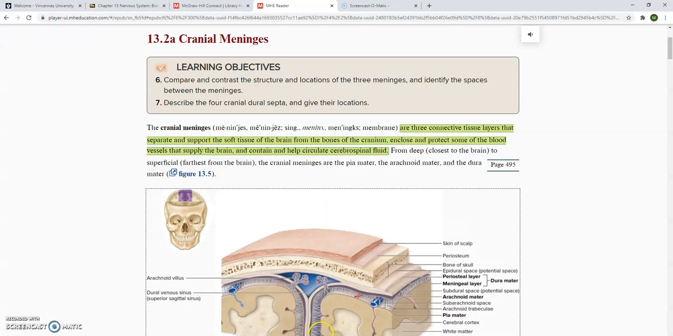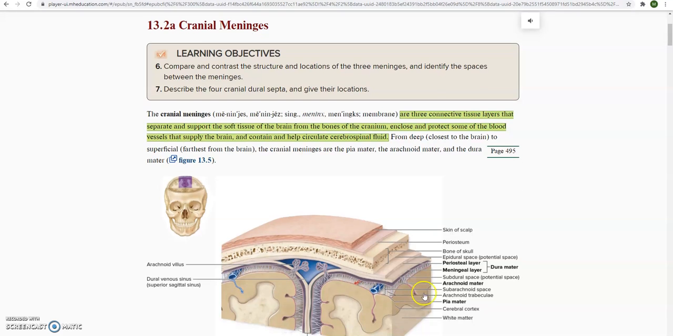We have talked about the meninges in lab. Actually, we talked about cranial meninges and spinal meninges. So hopefully you remember the dura mater, arachnoid mater, and pia mater, and that's the order those connective tissue layers are in. Going from the outermost layer, that's dura mater, the middle layer is arachnoid mater, and the innermost layer is the pia mater. These are the connective tissue layers. They're there for protection primarily.